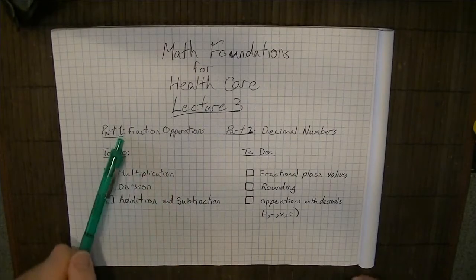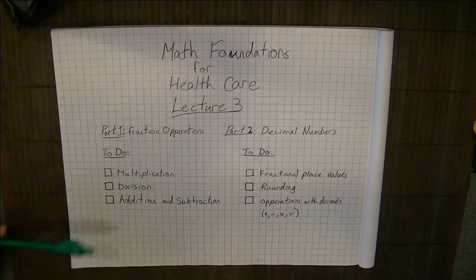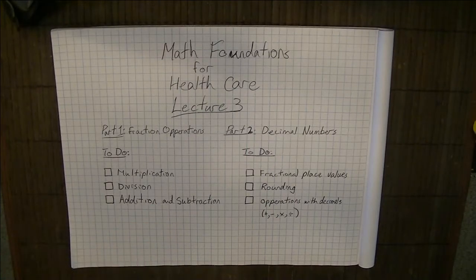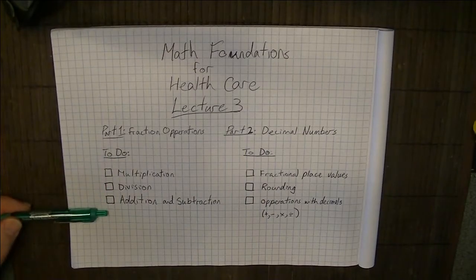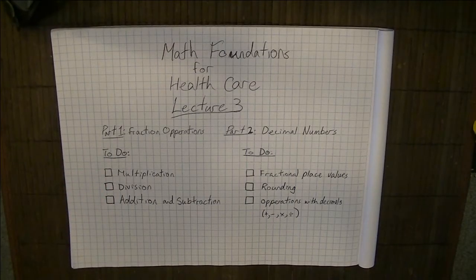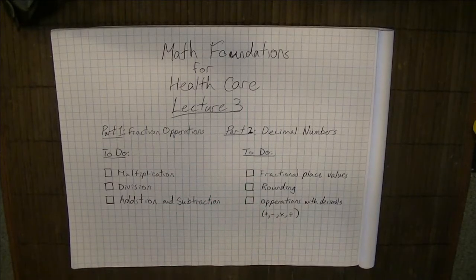Part one is going to be on fraction operations. So we're looking at multiplication, division, addition, and subtraction. There's a reason that I'm putting them in that order, because that's the easiest way to learn them. Then in part two, we'll look at decimal numbers.